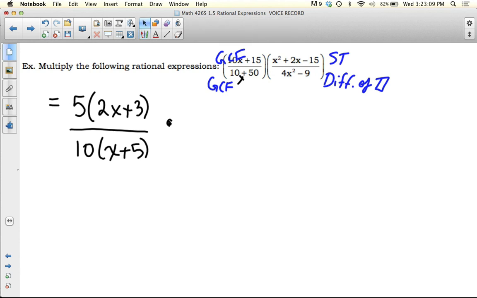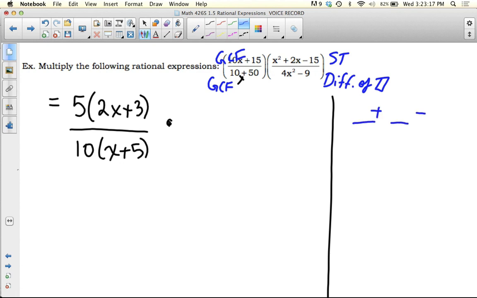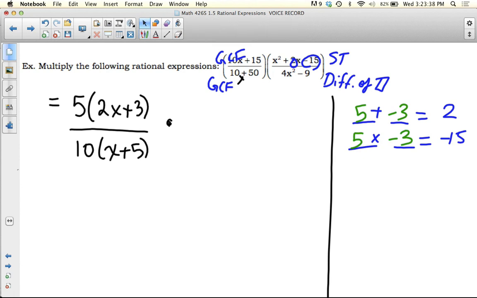Let's do a little bit of side work. I'm going to go over here to do some side work. So we need two numbers which add to give us the middle number b, which is 2, and multiply to give us c, which is negative 15. And those two numbers, if you think about them, are 5 and negative 3. So I can go through and do my simple trinomial factoring. x plus 5, x minus 3. Okay?